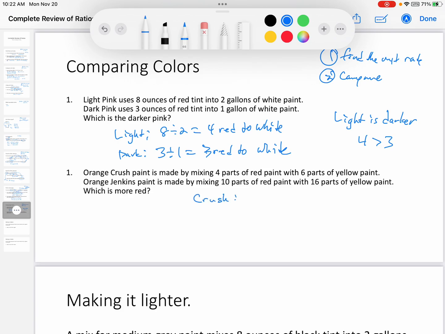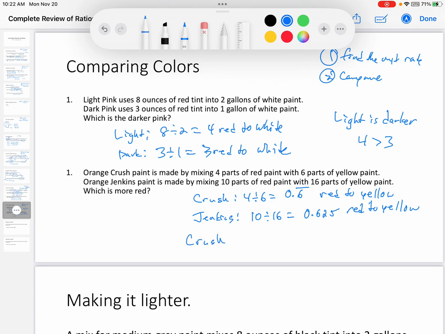Crush. We'll do 4 divided by 6 is 0.6 repeating. And then Jenkins is 10 divided by 16 is 0.625. This is red to yellow. Which is more red? Well, crush is more red, because 0.6 repeating is greater than 0.625.